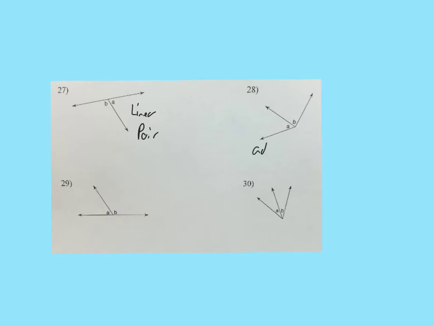28 is adjacent because they're next to each other. They do not make up an entire line. There's an angle there. And there's no box to say it would be complementary. You'd have to have a box there to say it would be a right angle. 29 is a linear pair. And 30 are adjacent. So 27, 28, 29, 30.